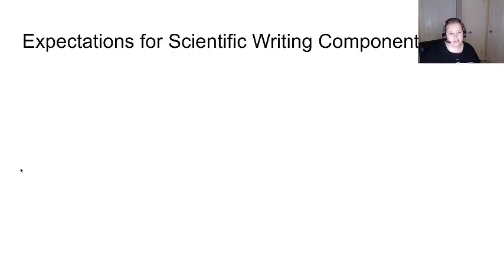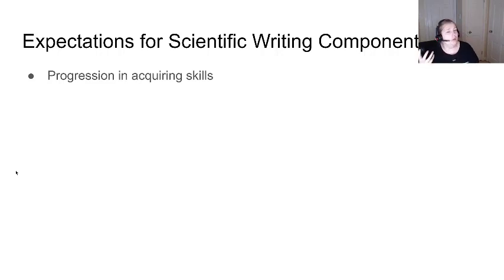Now, expectations for this component of the course. As I said, there's scientific writing 1, 2, and 3 as part of our skills sequence. In fact, the very last skill is scientific writing part 3. What I'm looking for is for you to show me that you've acquired the skills that go into this, okay?